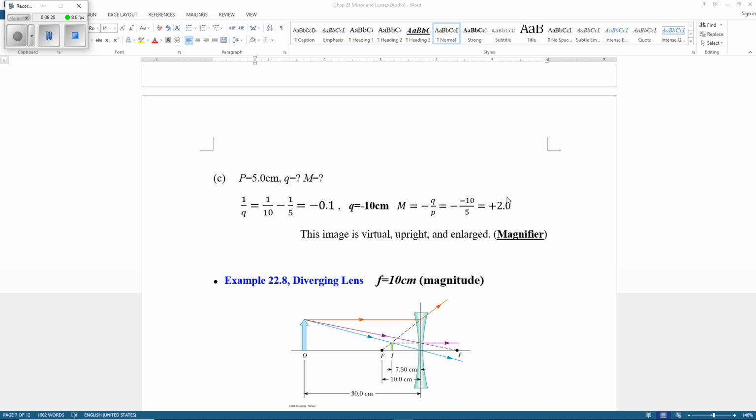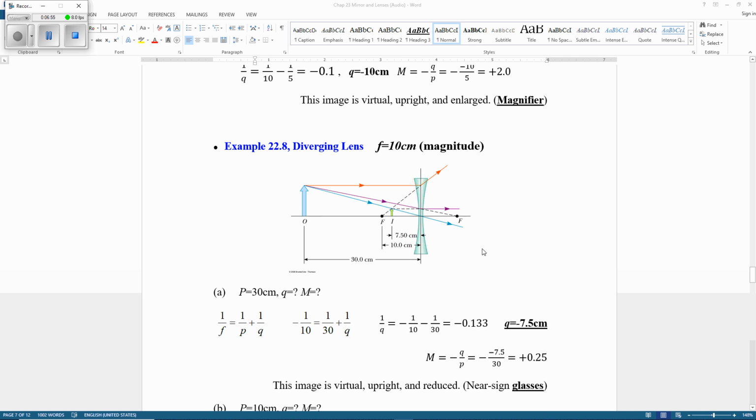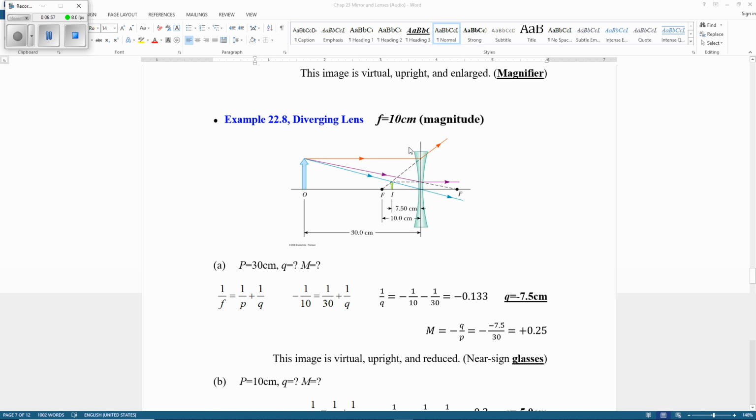See, what image is this one? The image is going to be virtual. Why? Because Q is negative, the image is on the left side, so it's virtual. Upright, because M is positive, and enlarged because M is bigger than 1. So this is the principle of a magnifier. Now we can discuss diverging lenses.